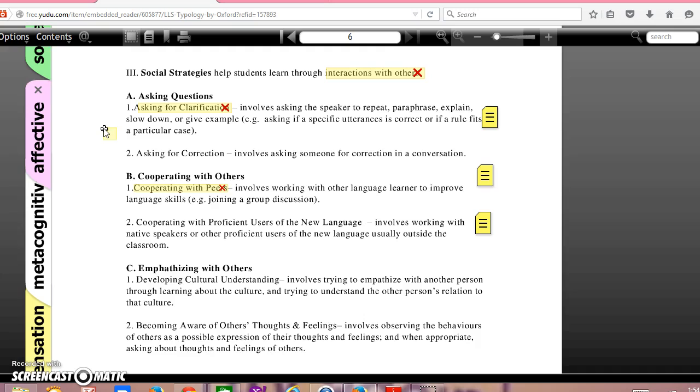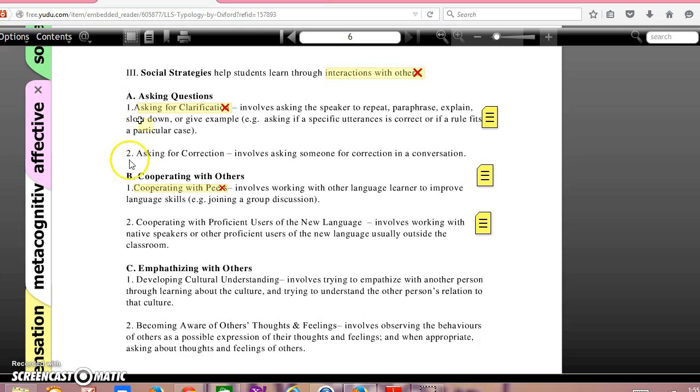Moving to the last page is about social strategies. It is how it helps students to learn through interactions with others and asking questions. This is where you ask for clarification. For example, in a class, you can ask the speaker to repeat, paraphrase, explain, slow down, or maybe give an example if you do not understand. This is how to make sure that you get a clear-cut understanding of the certain subject.